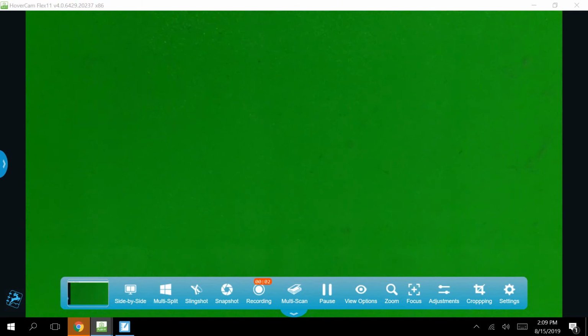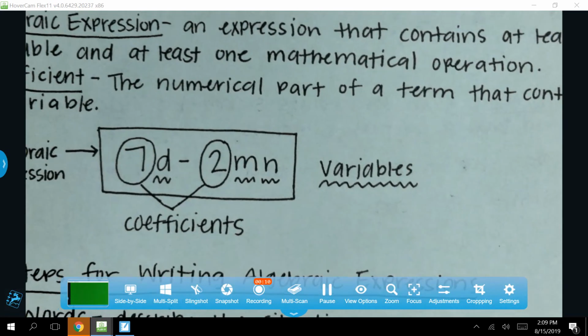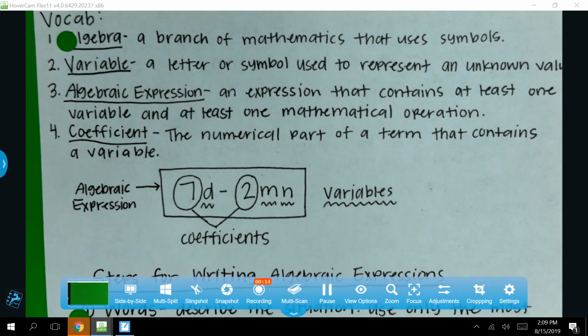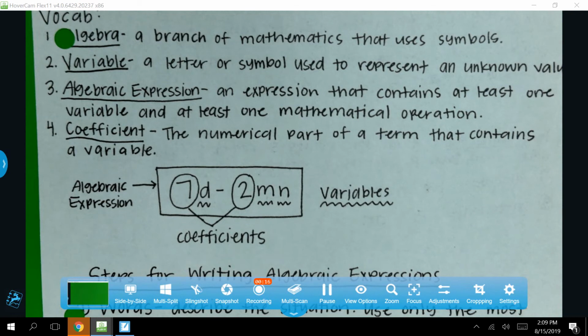So we are learning about algebraic expressions. First we have a few vocab words to look at. Algebra is just the branch of mathematics that contains symbols. So it's not just numbers, it's numbers and symbols. A variable is a letter that you're using to represent an unknown value. Anytime that you don't know the number, you use a variable.